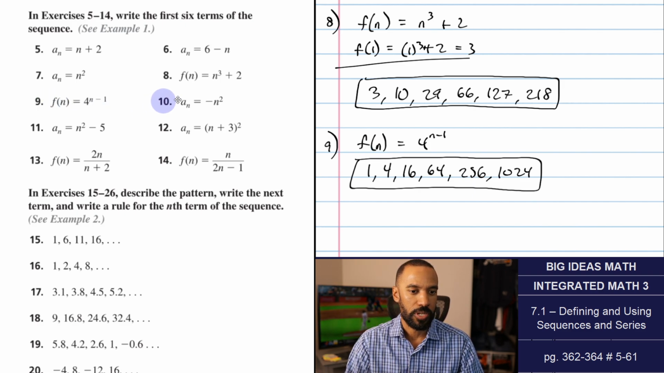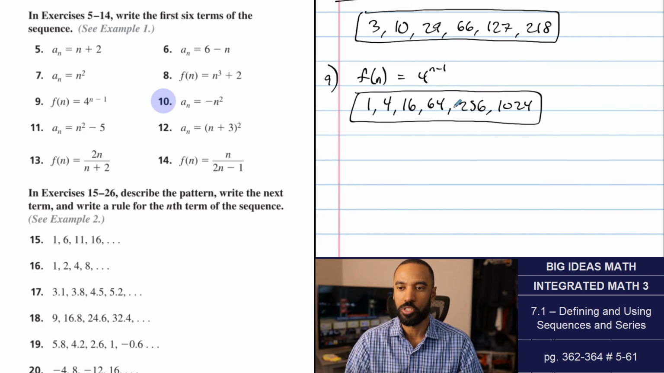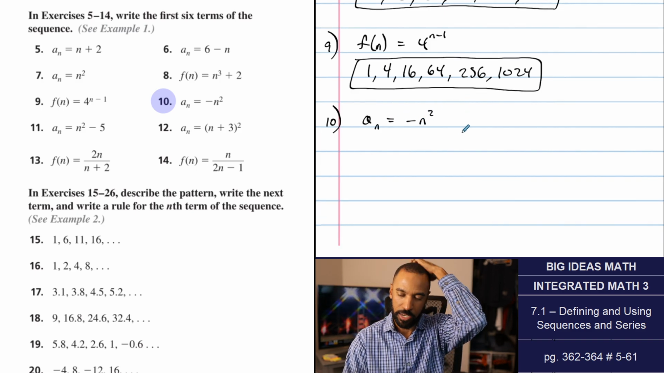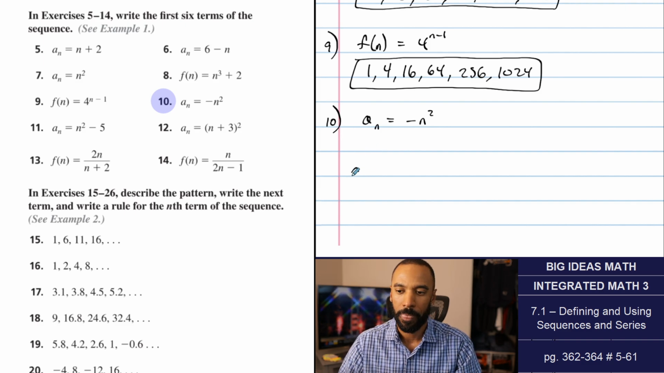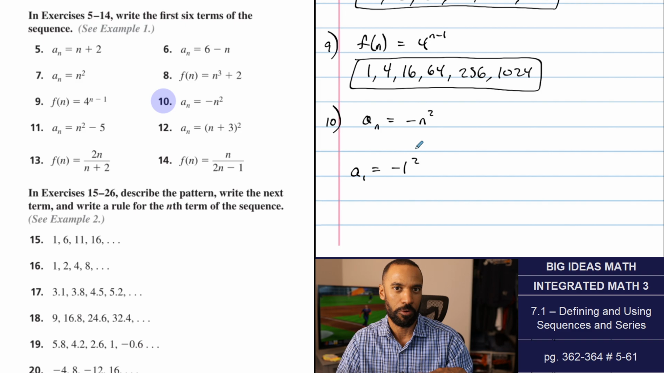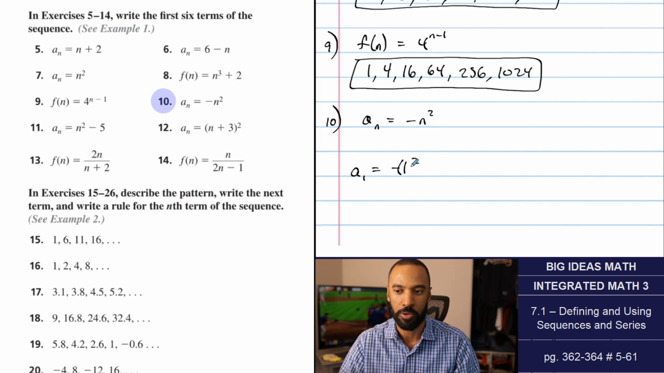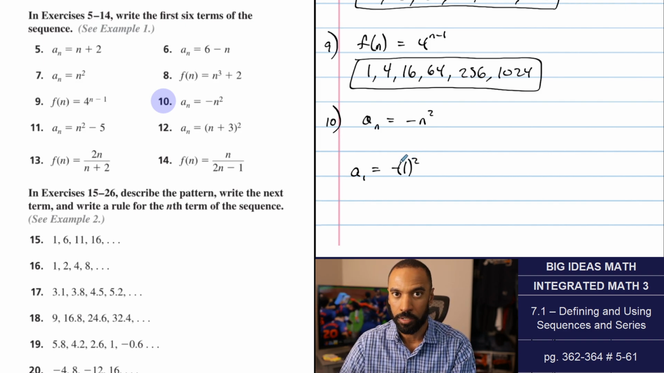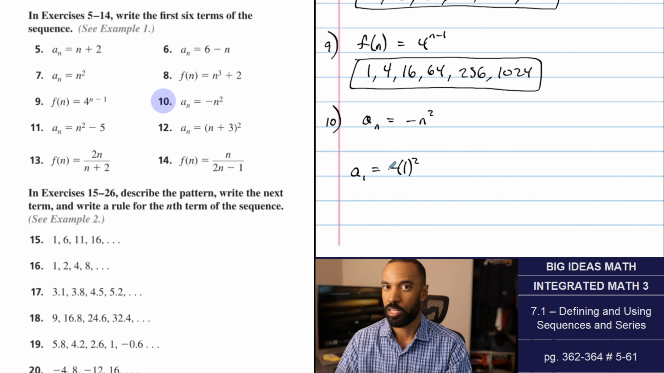A sub n equals -n squared. I'm only going to do a substitution for this really briefly just to remind you of how this actually works. You know, when you square a negative number, it does turn positive, but the bottom line here is we're actually not squaring a negative number. If I do a sub 1, I'm doing -1 squared, but if you follow my rule of if in doubt, use your parentheses, you might notice the parentheses go around just the 1 and not the negative symbol.